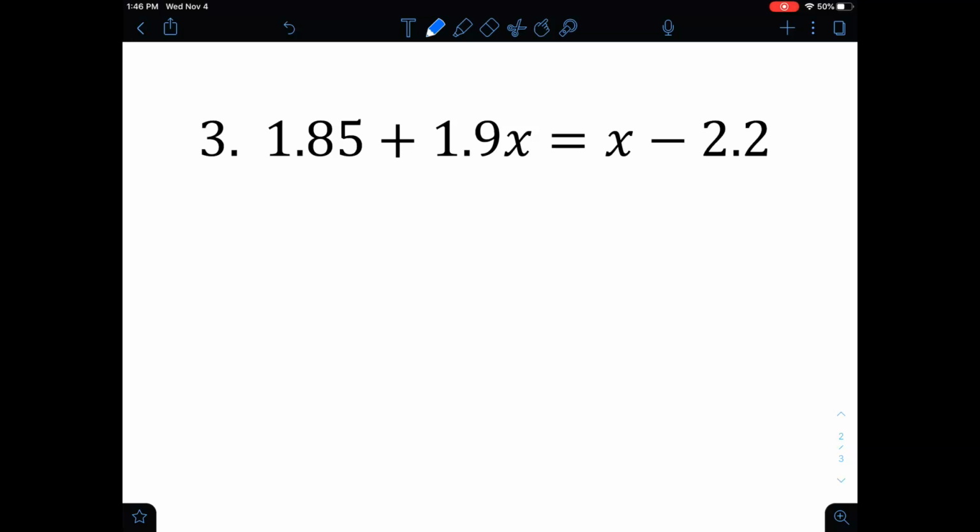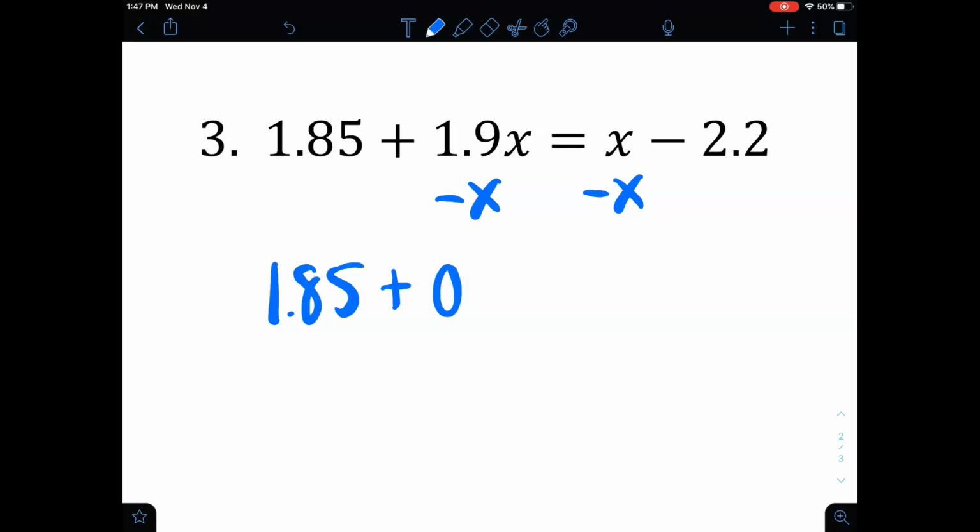Now we need to get all the variables to one side. So you guys want to move the 1.9x or the 1x here? I probably move the 1x by subtracting x from both sides. There's nothing wrong with doing it the other way. That's totally fine, but I just like to keep it positive. I'm a positive person, so keep it positive, guys.